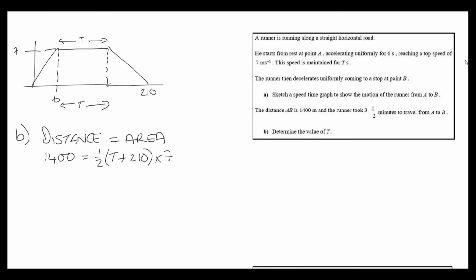To solve and simplify, I'm going to deal with the 7 first. I know I can divide by 7 in my head, and that gets me 200, and then multiplying by 2 gets me 400. So 400 is t plus 210, which easily lets us know that t is 190. t is 190 seconds.